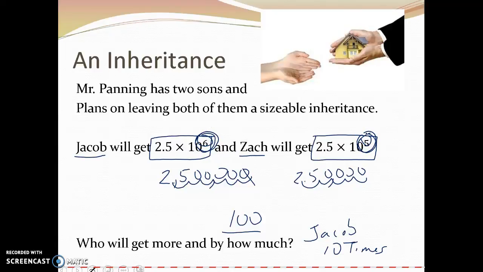That's what our homework assignment is going to be on. Multiplying, dividing, ordering numbers that are in scientific notation. And so that's what we're going to be working on in our homework. Good luck with that. And we'll go over questions that you have in class tomorrow.